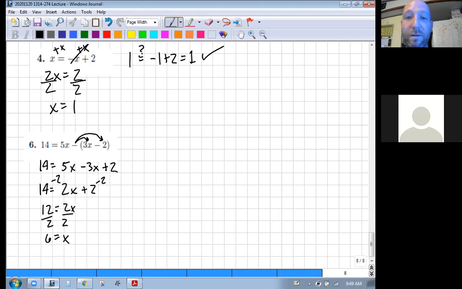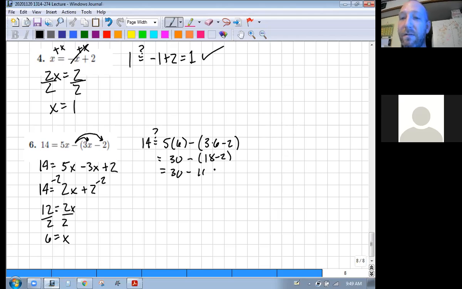Let's check our work. 14 equals, is this true? 5 times 6 minus 3 times 6 minus 2. This is 30 minus, let's see, 18 minus 2. This is 30 minus 16. Yeah, it is equal to 14.